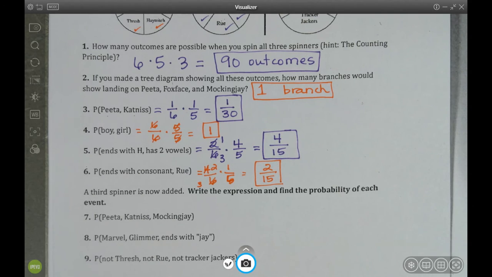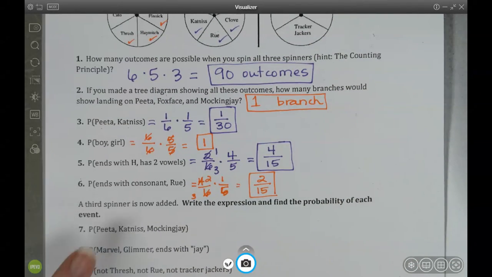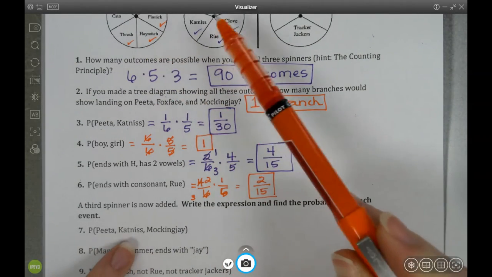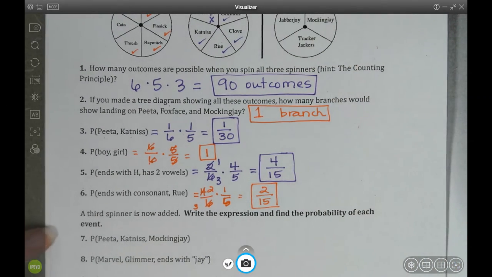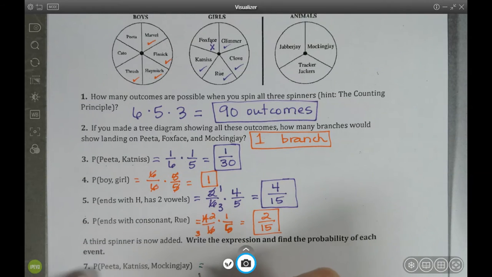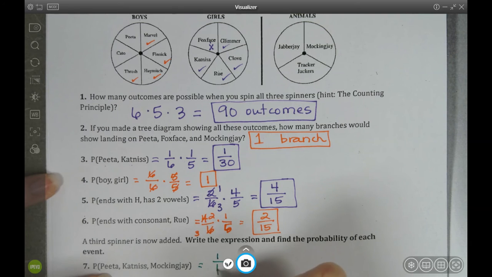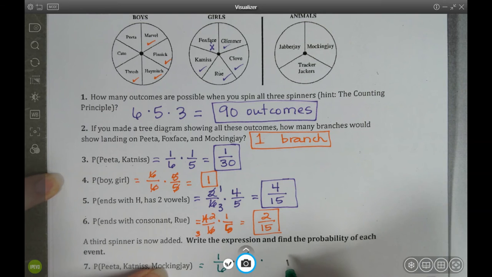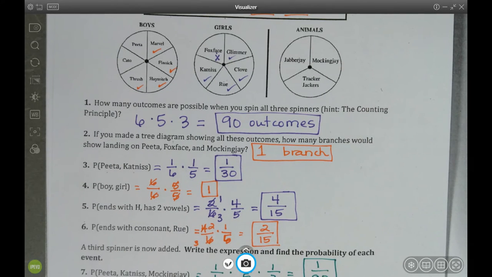Okay, now we're adding in that third spinner. So now we're looking at all 3 of them. So what's the probability that the first one lands on Peeta, the second one lands on Katniss, and the third one lands on Mockingjay? Okay, well, what's the probability the first one lands on Peeta? 1 out of 6. What's the probability the second one lands on Katniss? What's the probability the third one lands on Mockingjay? So that's 1 out of 90, right? Okay, do those last 2.